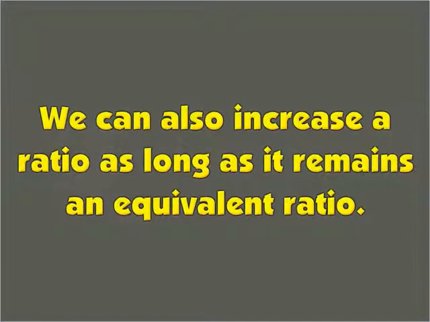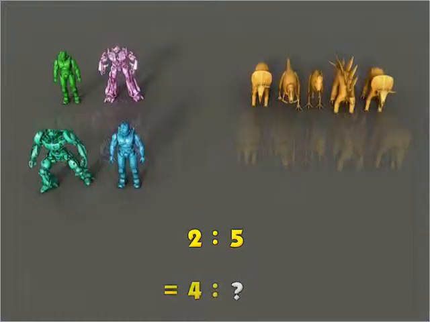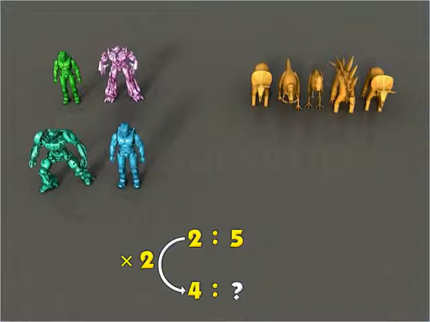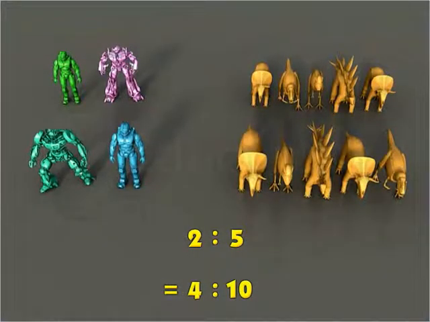We can also increase a ratio as long as it remains an equivalent ratio. Look at this example. There are 2 action hero figurines to the 5 dinosaur figurines. What about the second ratio, where the number of action hero figurines is 4? Since we know that 2 multiplied by 2 gives 4, we would also multiply 5 by 2. This gives us 10 and makes the new ratio 4:10, which is equivalent to 2:5. All we did was effectively double each number in the ratio.